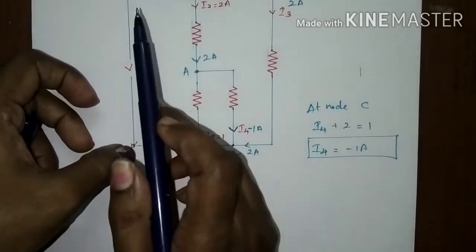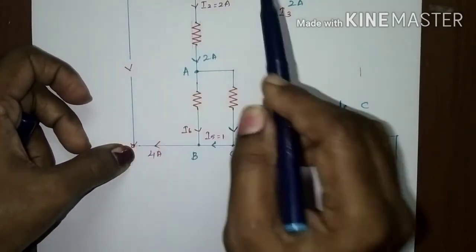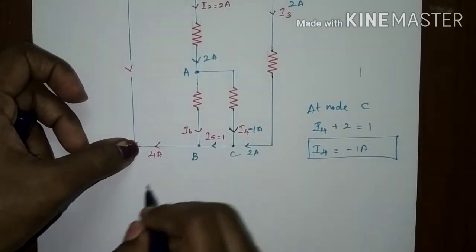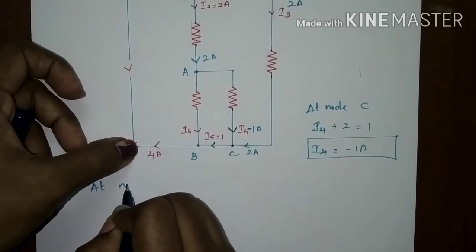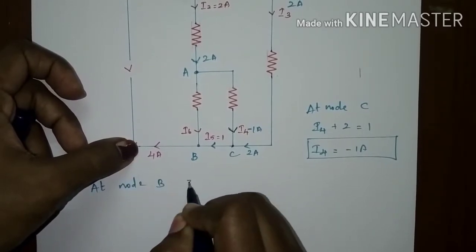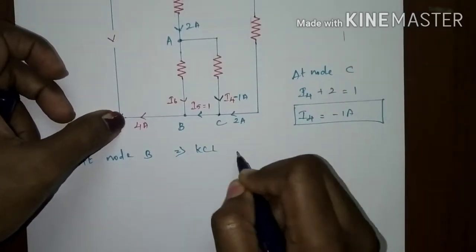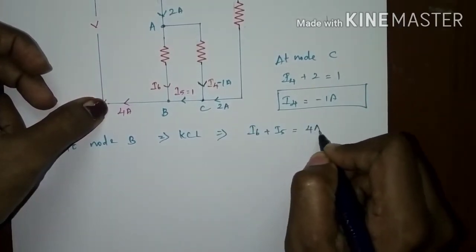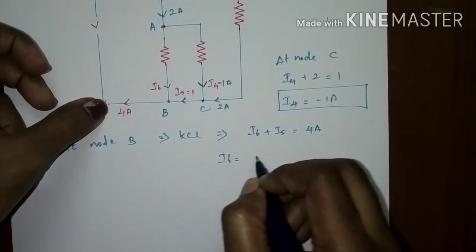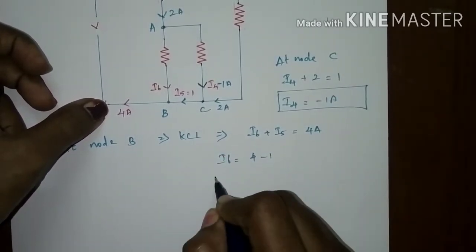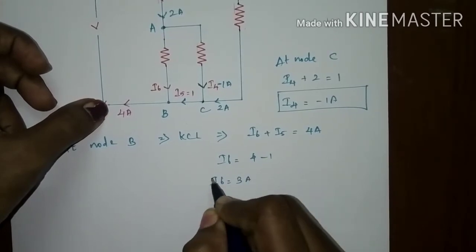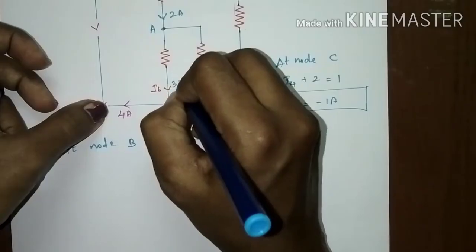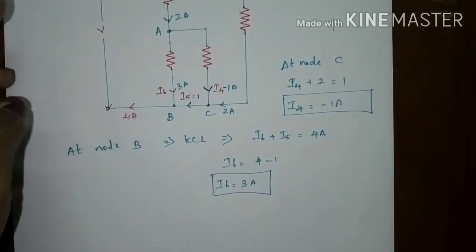As we all know, the current flows through the closed circuit from the positive to the negative terminal, so the current will be flowing here as 4 ampere. Apply KCL at node B. The incoming currents I6 plus I5 are equal to 4 ampere. So I6 is equal to 4 minus 1, which is 3 ampere. So 3 ampere current will be flowing here.